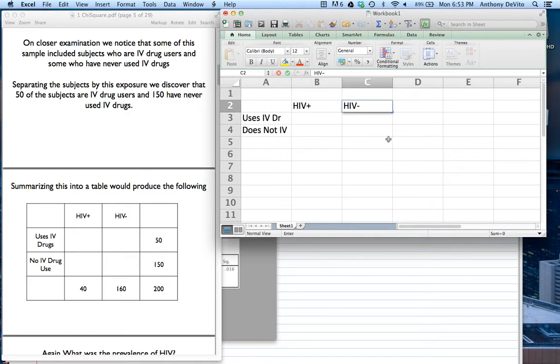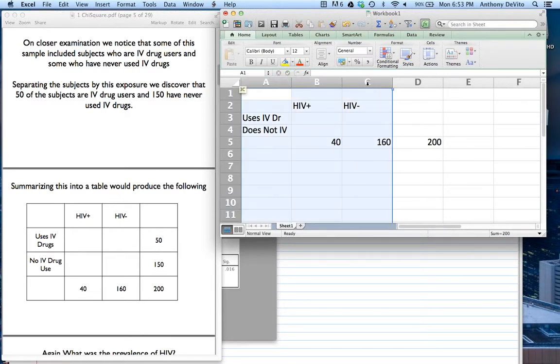Okay, so I'm going to organize this information. We know that we had 200 people that we surveyed in this group, and of those 200 people, 40 of them happen to be positive, and 160 of them happen to be negative. That was just part of the information that we got when we surveyed them.